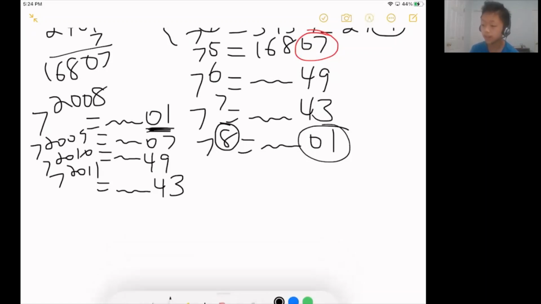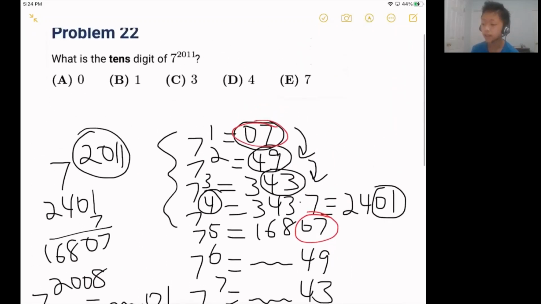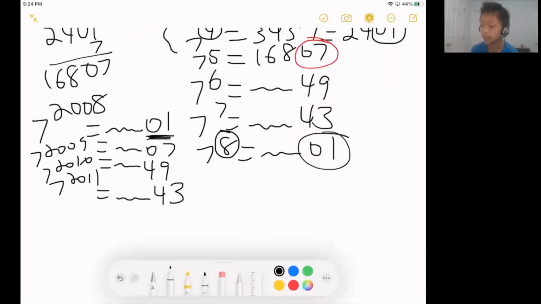And we want to know what the tens digit of 7 to the 2011 is. So we would just take this digit here. It would be 4, and that would be our answer.